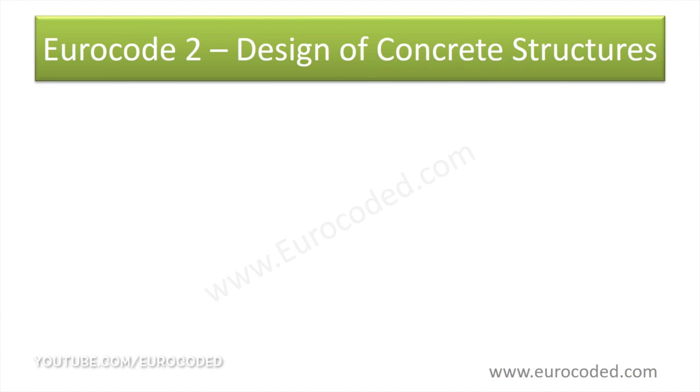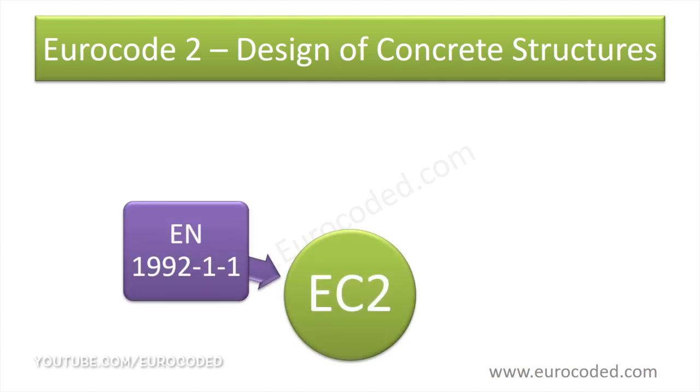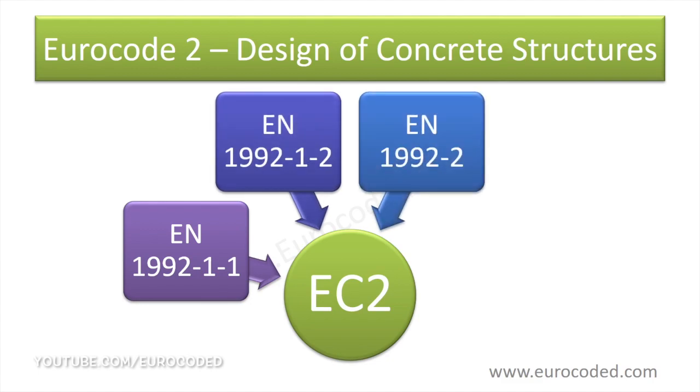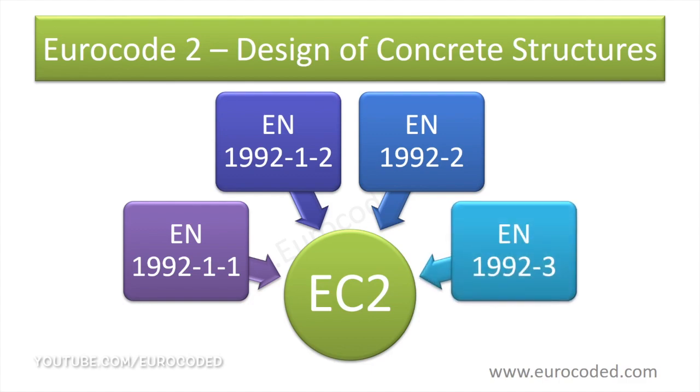There are 4 parts in Eurocode 2. We have EN1992 Part 1.1, EN1992 Part 1.2, EN1992 Part 2, and EN1992 Part 3. Part 1.1 is General Rules and Rules for Buildings. Part 1.2 is General Rules for Structural Fire Design. Part 2 is Concrete Bridge Design. And Part 3 is Liquid Retaining and Containment Structures.